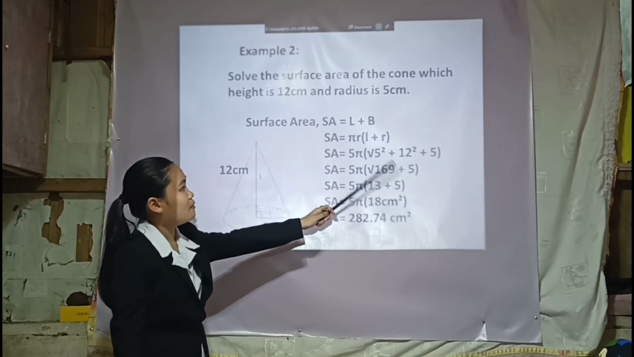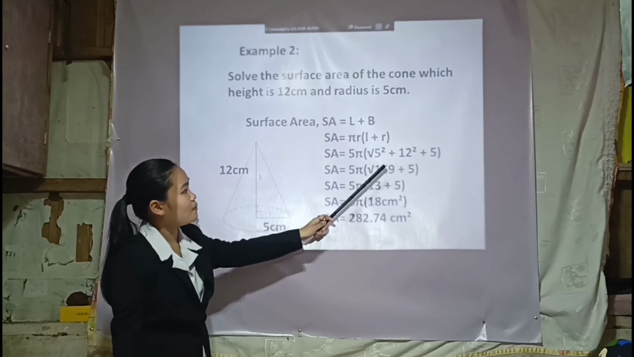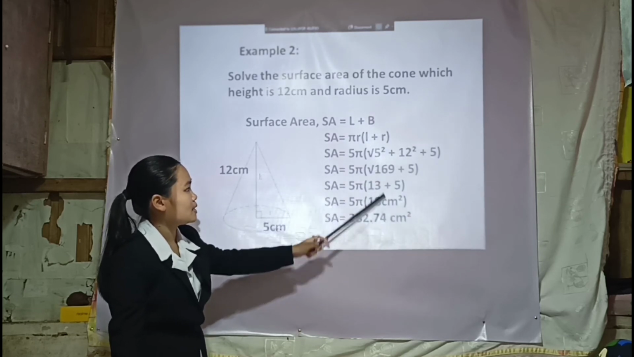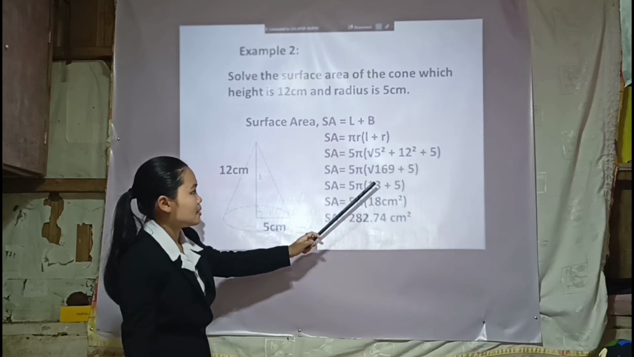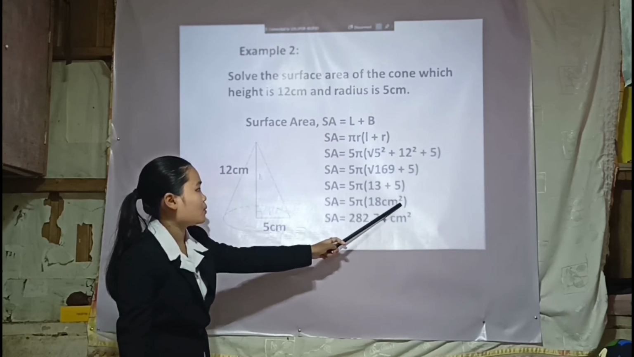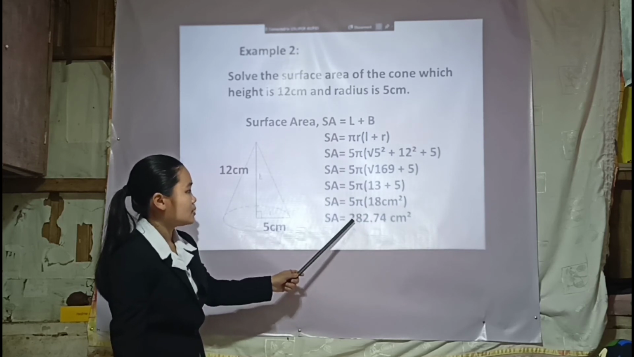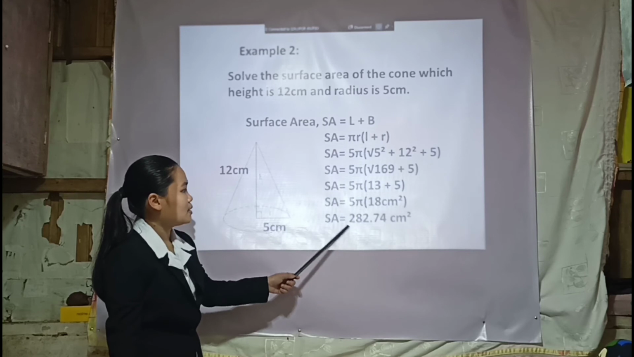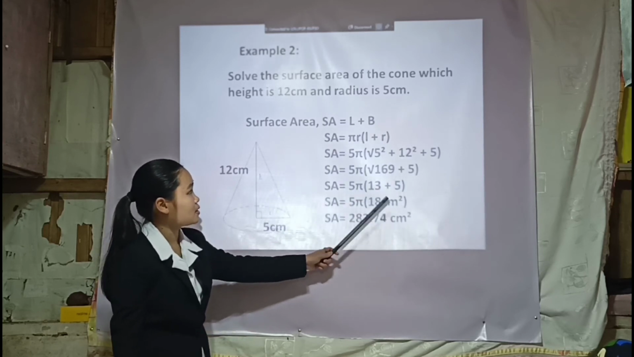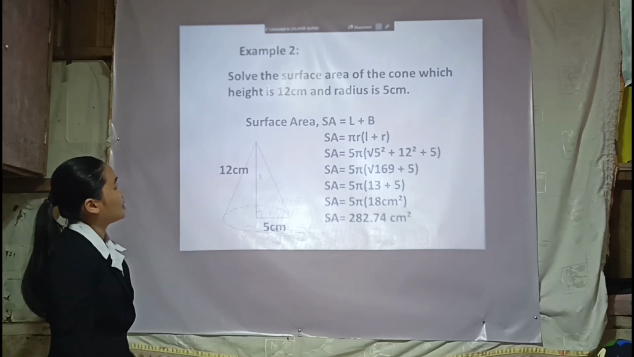The square root of 5 squared plus 12 squared equals the square root of 169, and the square root of 169 is 13. 13 plus 5 equals 18 centimeters squared, times 5 times pi, equals surface area, 282.74 centimeters squared. Let's proceed to the next figure.